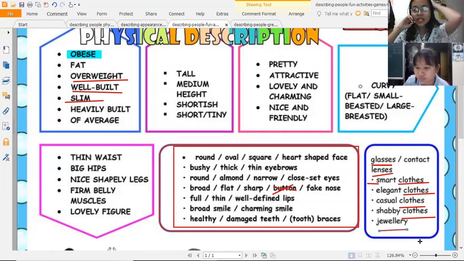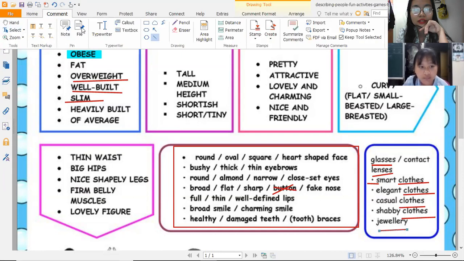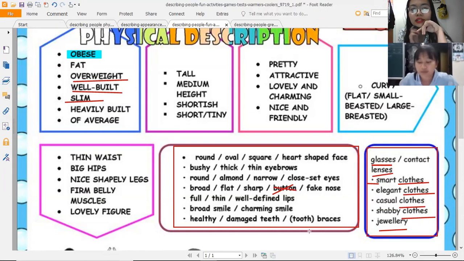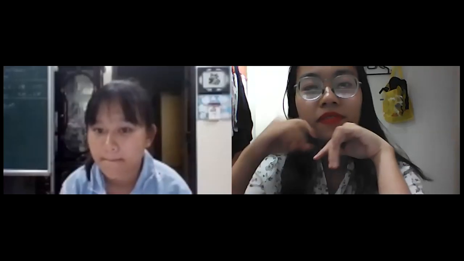Okay, we have many types of clothes, right? But I think this one you can ignore. It's just for you to understand the words. But all this one, I think you can ignore. Okay, just describe the description. But you need to know something to describe, right?